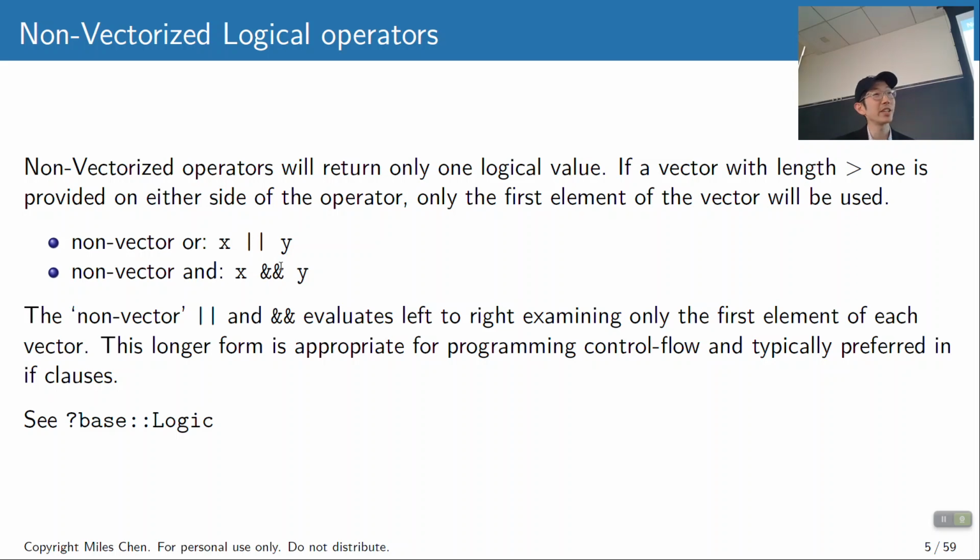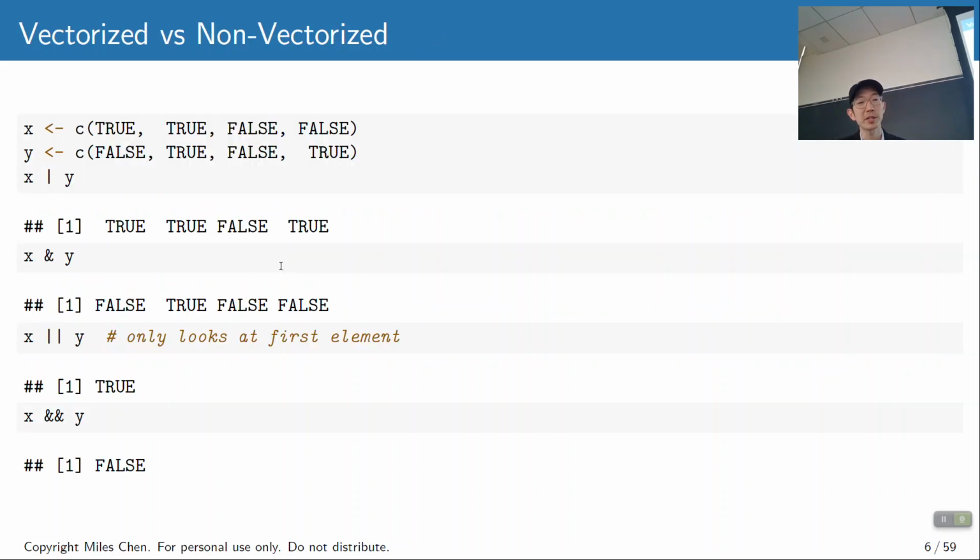You have the non-vectorized AND, which is the AND operator, but two of them, okay? These things read left to right, only looking at the first element, the leftmost element here. So here we go. Here is vector X, which is true, true, false, false. Y is false, true, false, true.